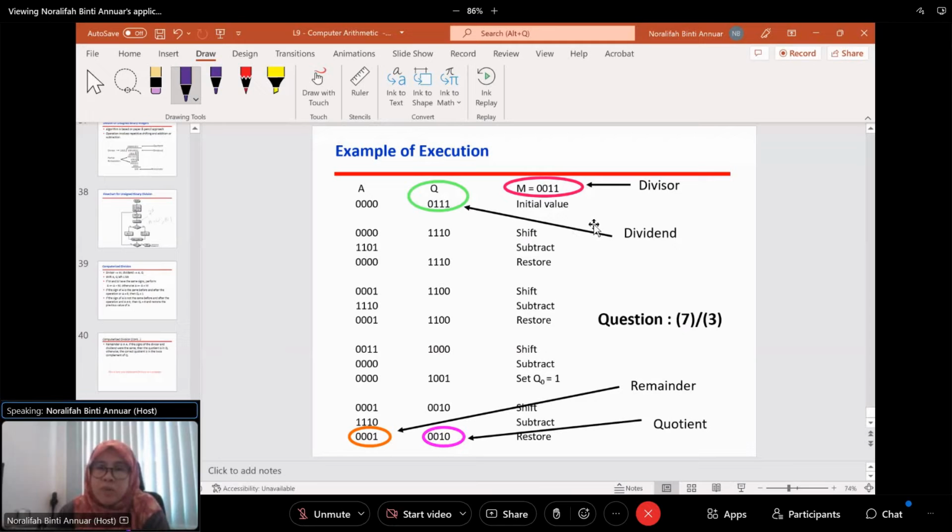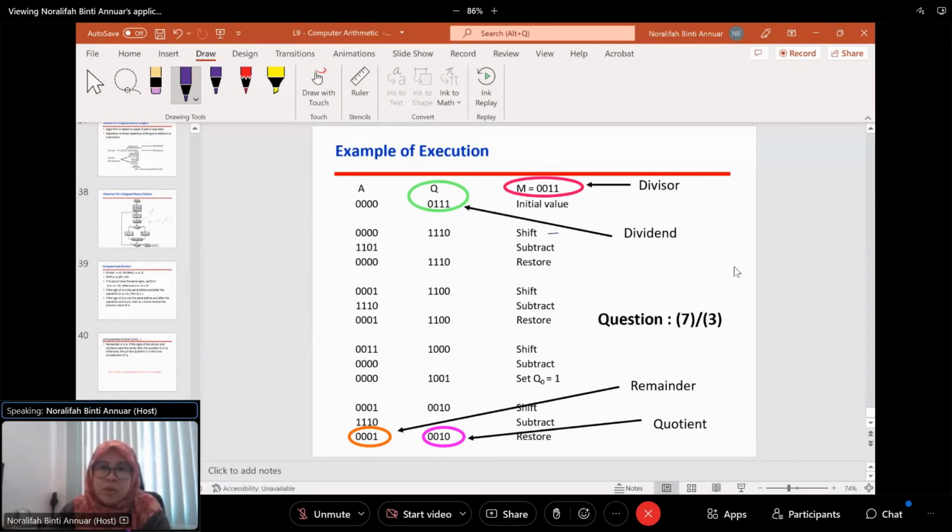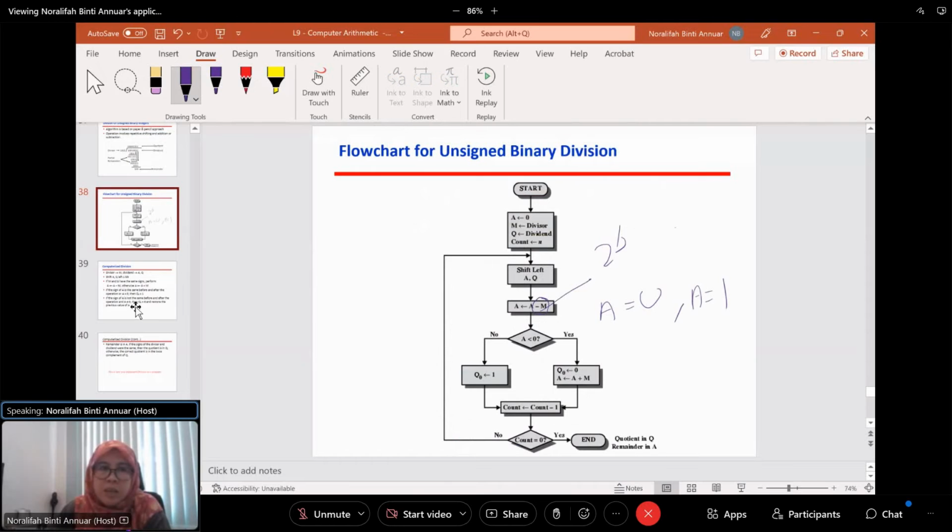Shift. The first operation is shift. We look at this, it's the same. Shift what? A and Q left 1 bit. Shift to the left by 1 bit. So it will shift A and Q to the left. That's the change you see. When it shifts left, this will become empty. And then do the subtract. Then subtract what? What needs to be subtracted is A minus M.